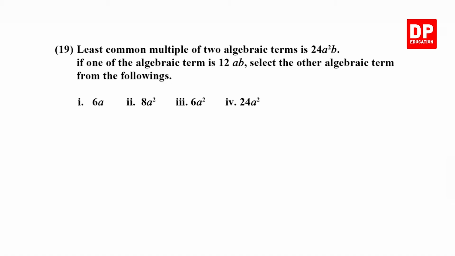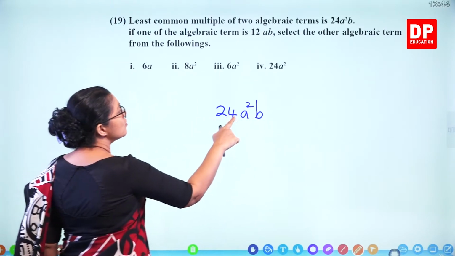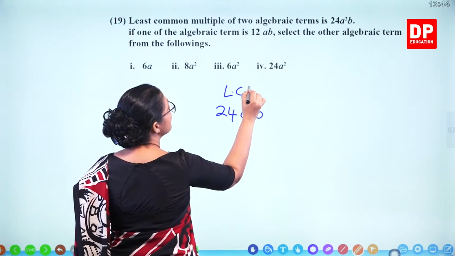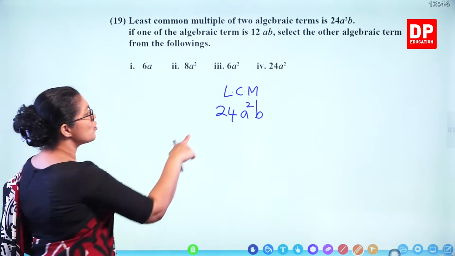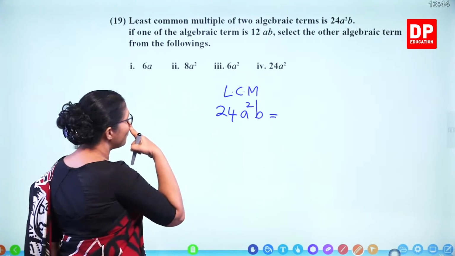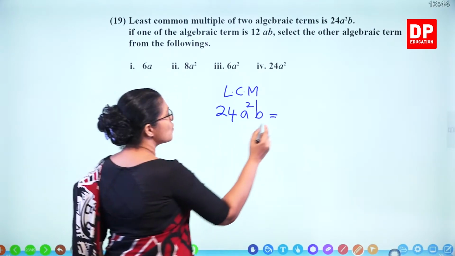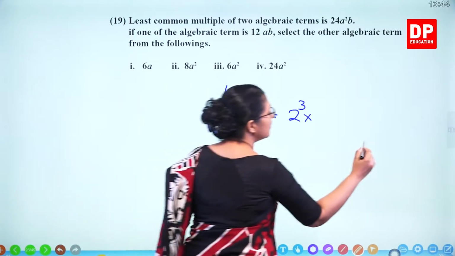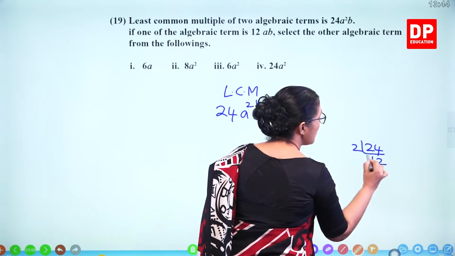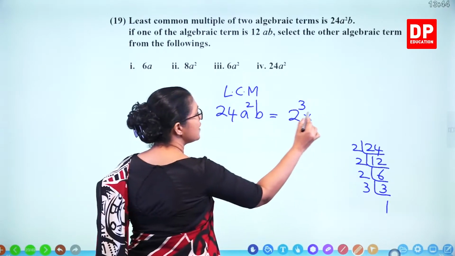Question number 19. The least common multiple of 2 algebraic terms is 24a²b. So the least common multiple is that. That means you need to get the highest power, a squared, and the b term should be there. So 24, how can you write? 24 you can write 2 times 2, 4. 4 times 2, 6. So 2 to the power 3. 6 times, do it. Divide by 2. So 12 divided by 6 again, another 2 and 3. 2 to the power 3 and 3.